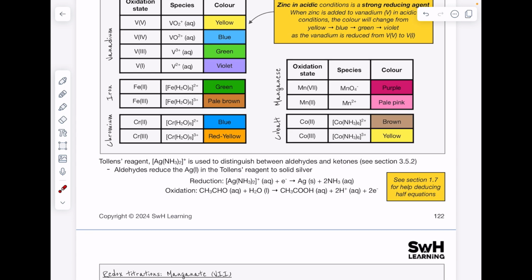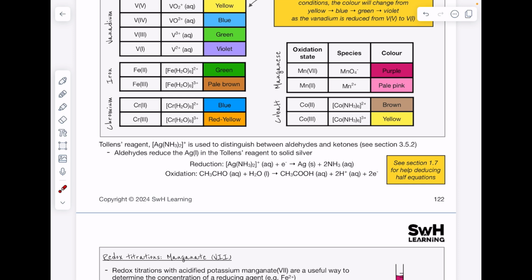I've already mentioned that Tollens' reagent is a complex ion which is used to distinguish between aldehydes and ketones. Remember that aldehydes reduce the silver in Tollens' reagent to solid silver, and here's an equation representing that reduction reaction, the addition of electrons in order to produce that solid silver. Because it's a redox reaction, you'll also get the oxidation reaction occurring with your aldehyde here. This is ethanal being oxidized to ethanoic acid.